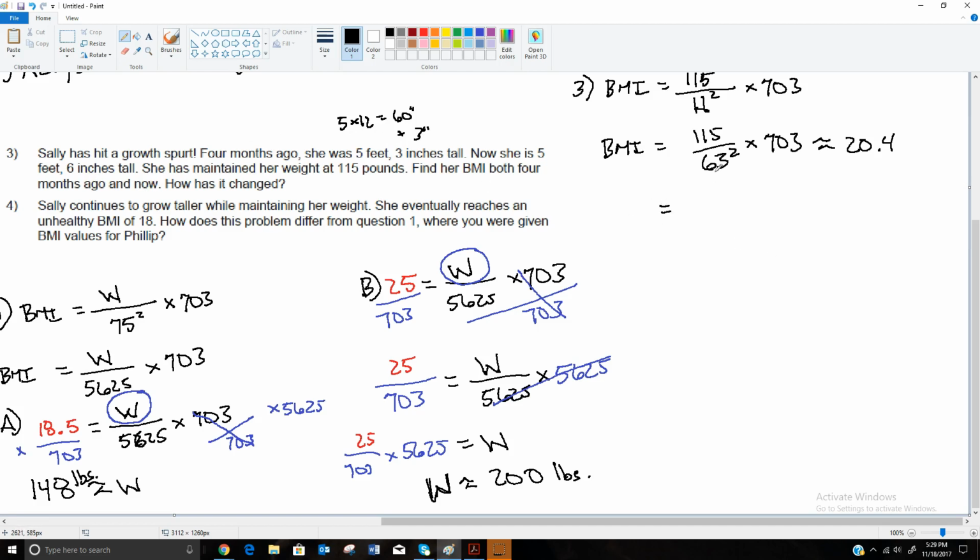So I'm going to use that knowledge and just add 3 inches here. So 115, add 3 inches, that gets us to 66. Square that height, and then take times 703. So if she's put on height, but hasn't put on any weight, then that's going to make her BMI go down. Because she's gotten taller and slimmer because she hasn't put on any weight. That's going to put her BMI at about 18.6.